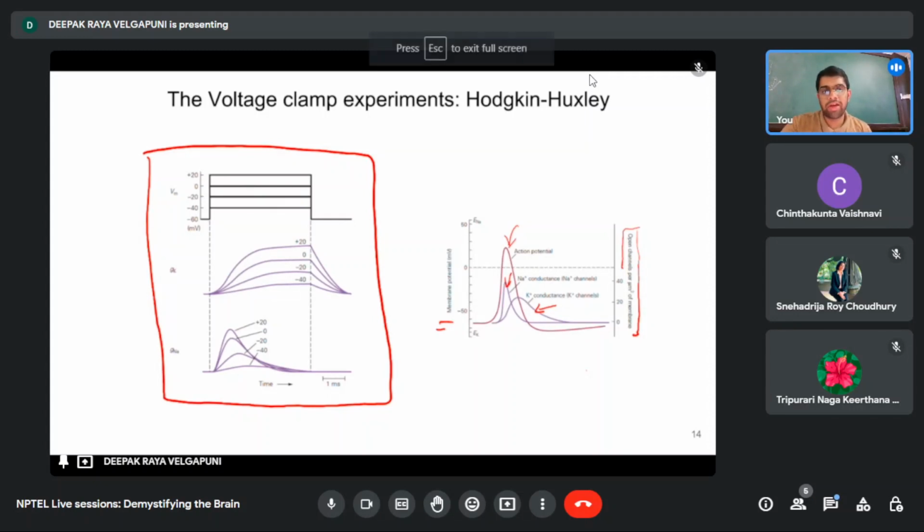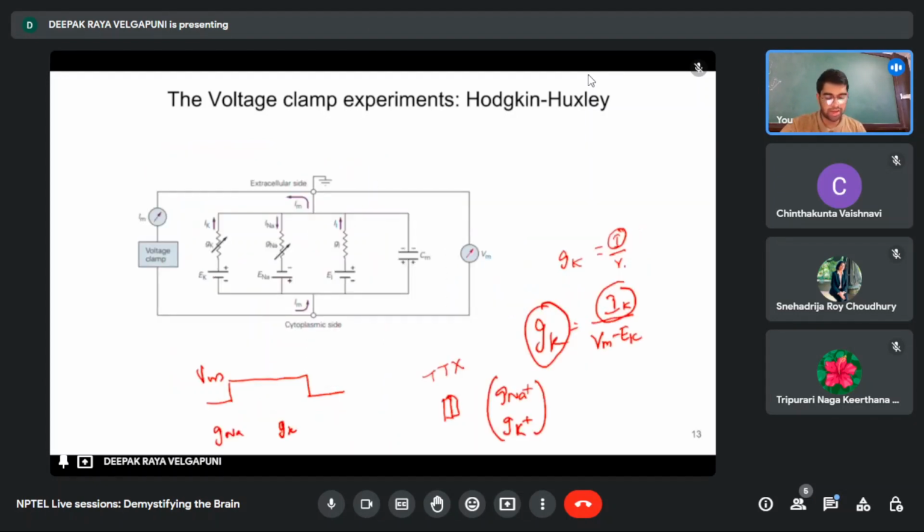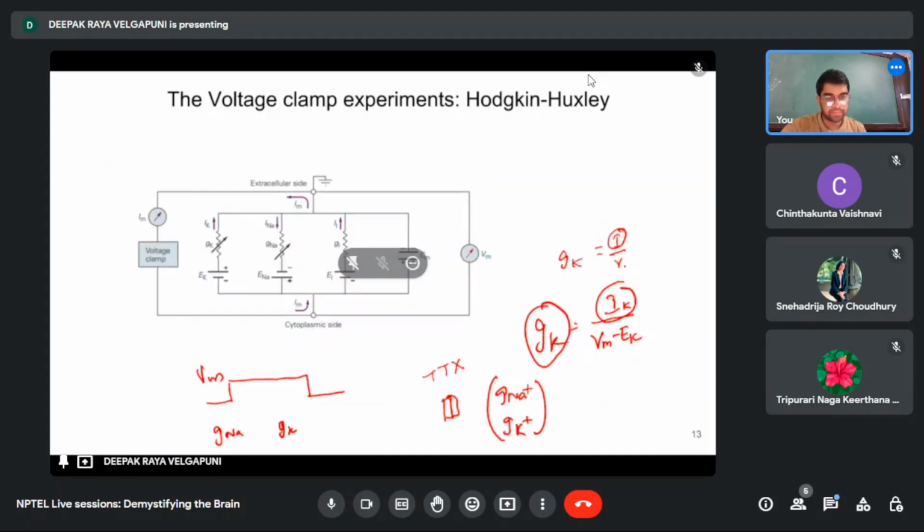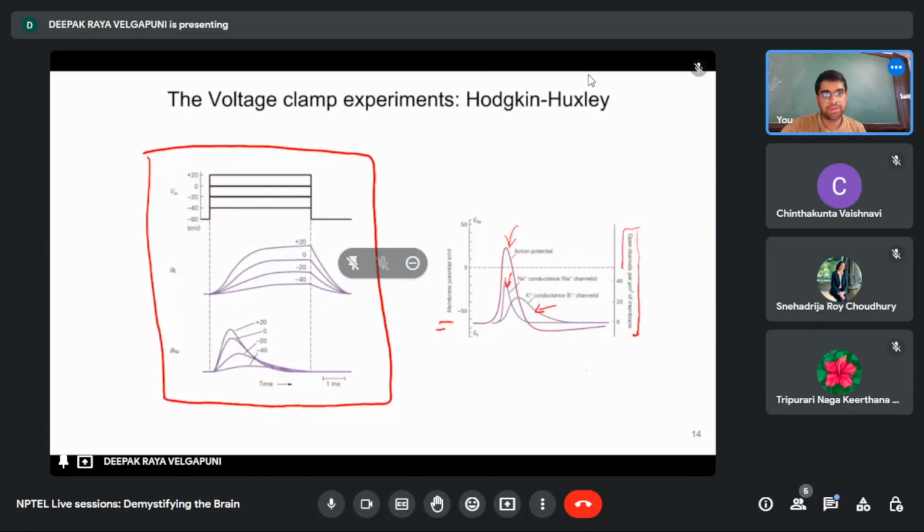Does anyone have any questions about these Hodgkin-Huxley experiments? Last class, someone was asking what exactly they did. This is what they did: a voltage clamp experiment, where with this device they can hold the membrane voltage constant and see how the ionic currents vary, and characterize the action potential or membrane potential. Okay, is it fine? I'm moving forward. Any doubts here?